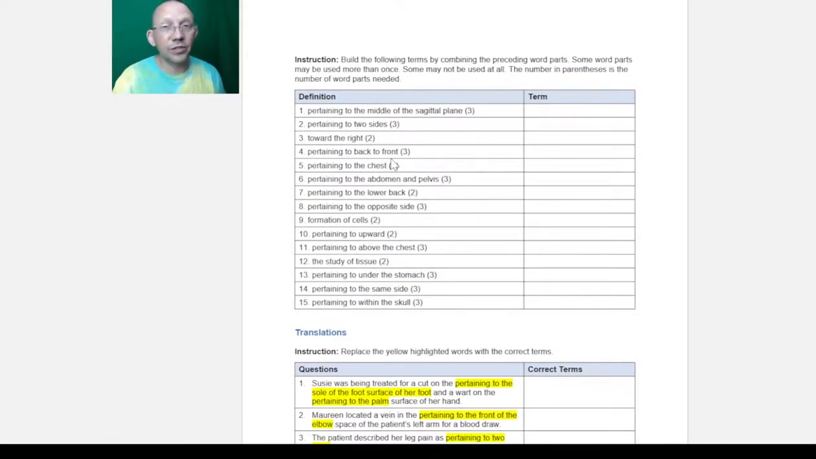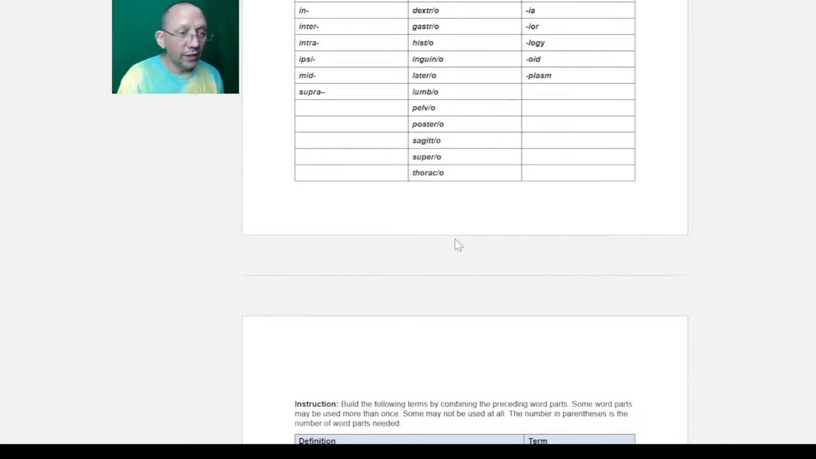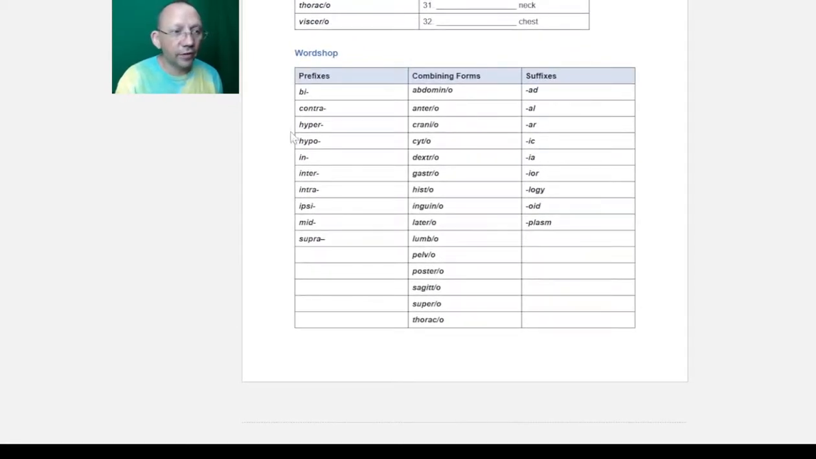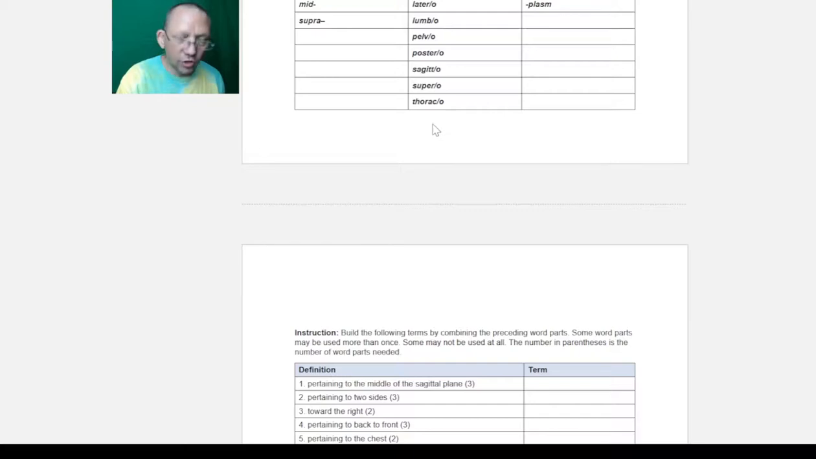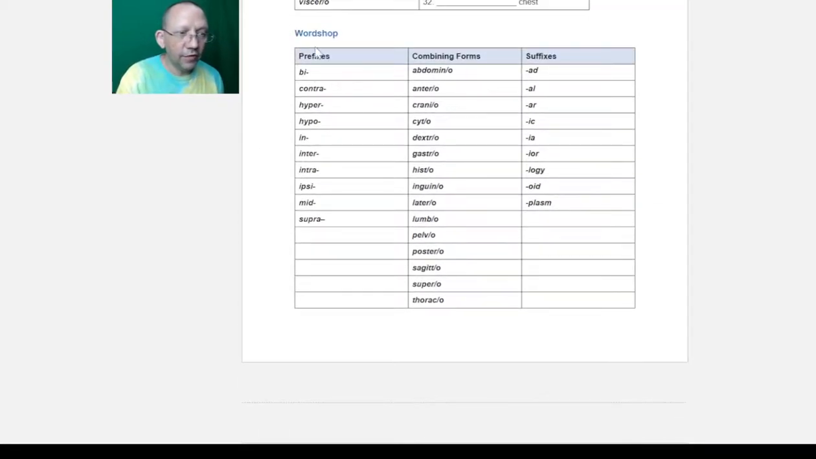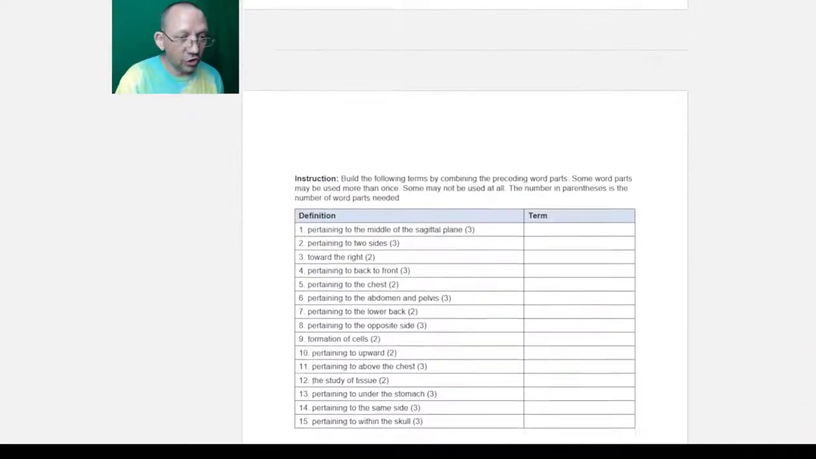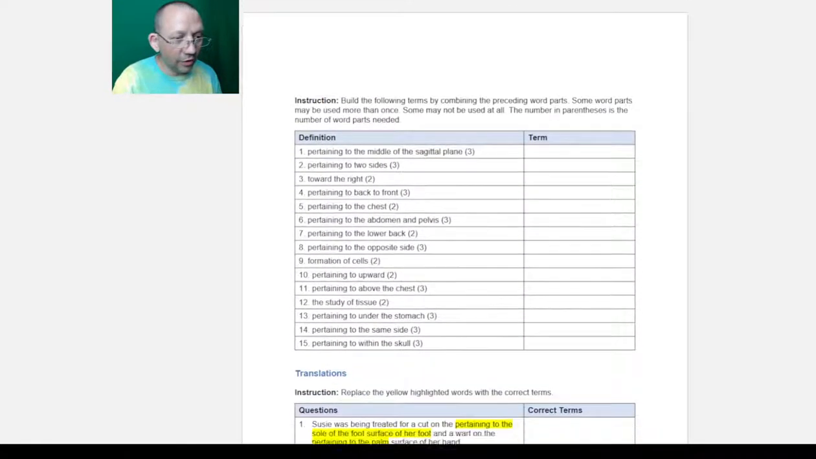Do you see how that works? So sometimes you're going to need only a prefix and a combining form, or sometimes you need a combining form and a suffix. Got it? Rarely are you going to use prefixes and suffixes by themselves. So intrology, not really. Ipsiology, no. Midplasm, no. You can make up words, but those don't make any sense. So you're going to use either a prefix and a combining form, or a combining form and a suffix. If it's two, just keep that in mind. If it's three, you're going to have all three.